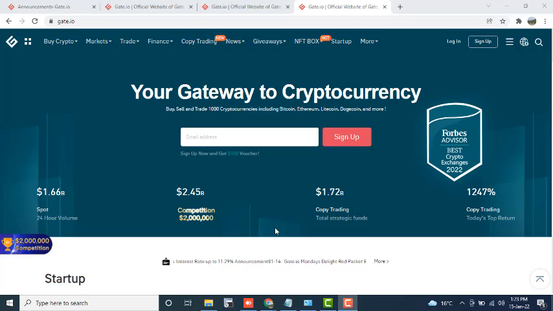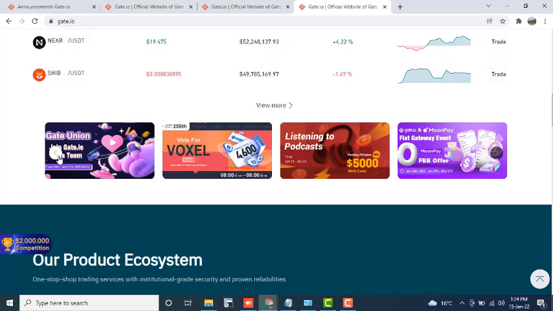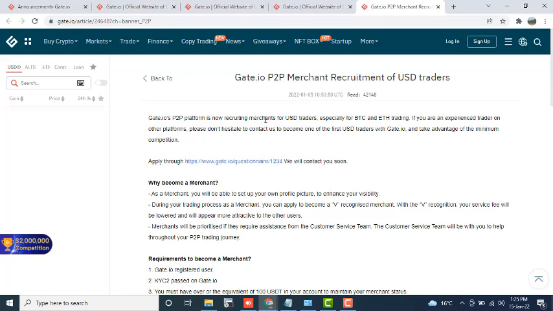First of all, we will scroll downside. After scrolling down, you can see here "Apply for USDT P2P merchant on Gate.io". Just click over here. After clicking, a page will open.